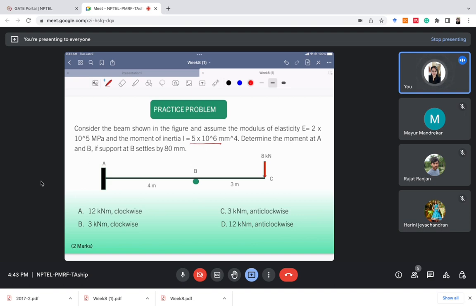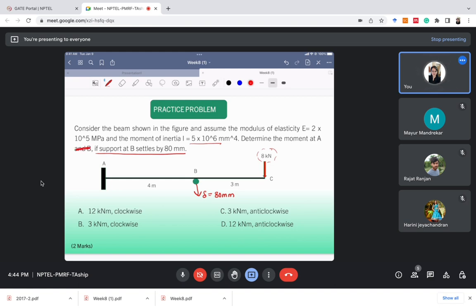Okay, the next thing is we need to determine the moment at A and B if support B settles by 80 mm. In the span AB there is no external loading. There's just a load at point C, and they are asking that if the support settles downward by delta, 80 mm, what would be the value of moment at A? So let's do it for A only for now. Determine the moment at A.